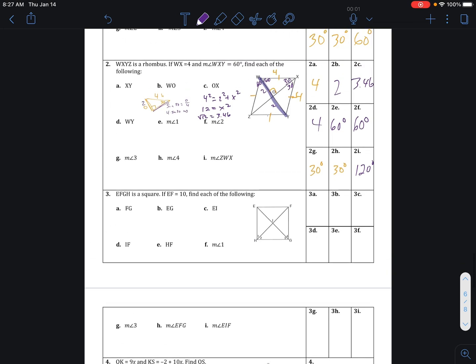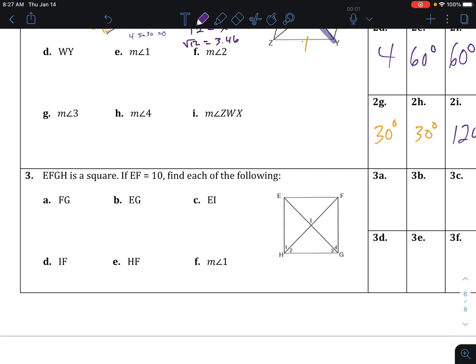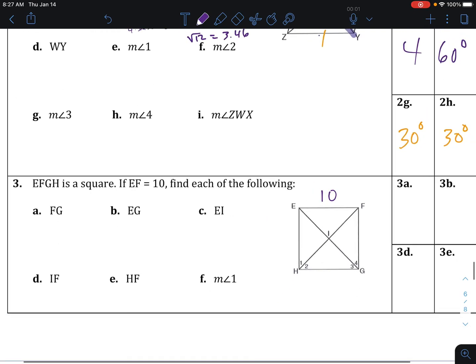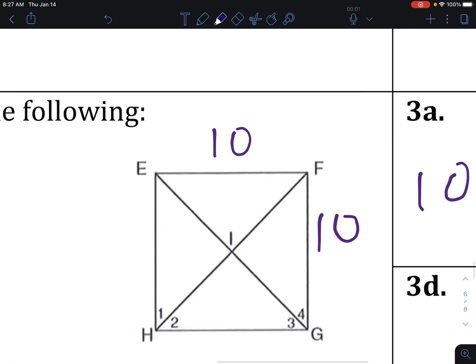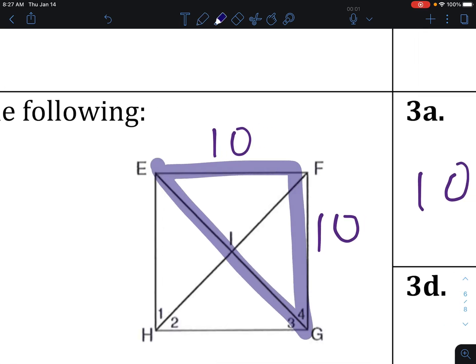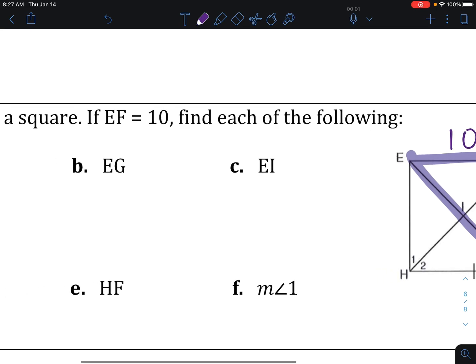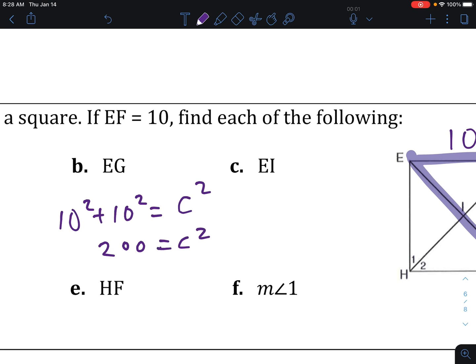And then the square. All right. EF is 10. So we got to find FG. Well, thank goodness it's a square. So all of those are the same. They're all 10, 10, 10, and 10. EG now is the diagonal. So we have the Pythagorean theorem. A squared plus B squared equals C squared. So 10 squared plus 10 squared equals C squared. 100 plus 100 is 200 equals C squared. And then the square root of 200 is 14.14.